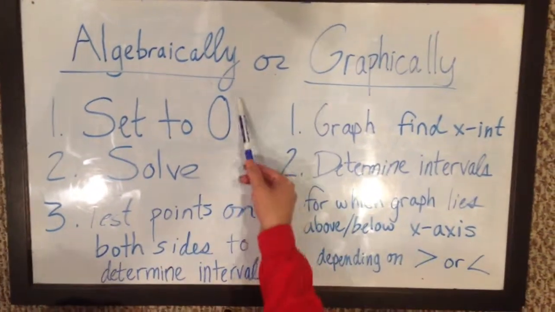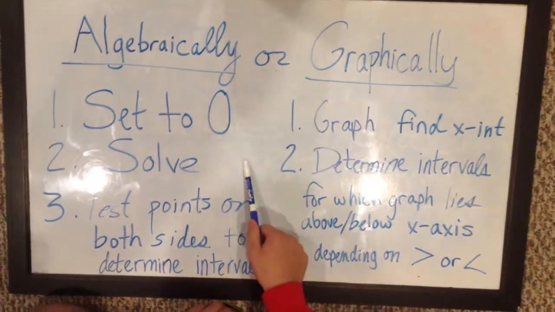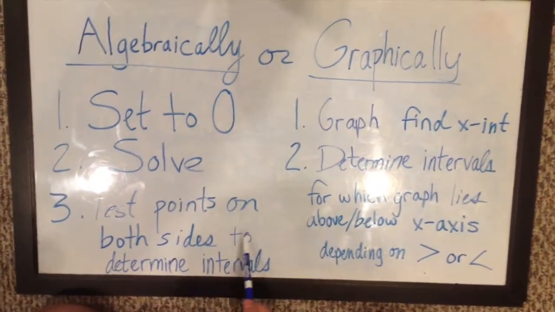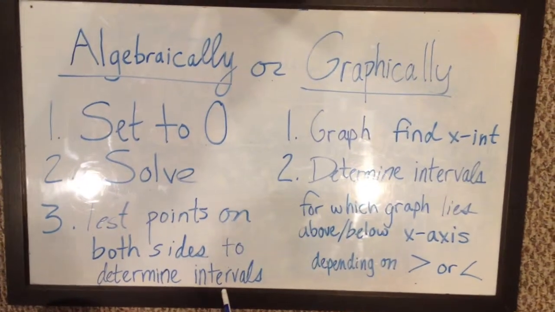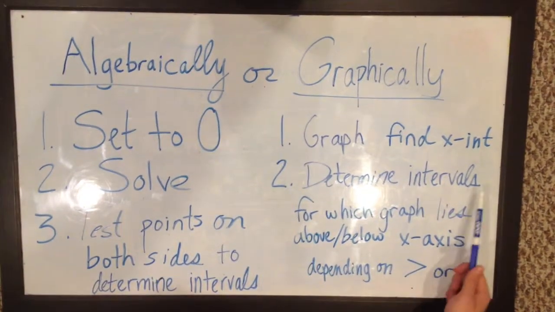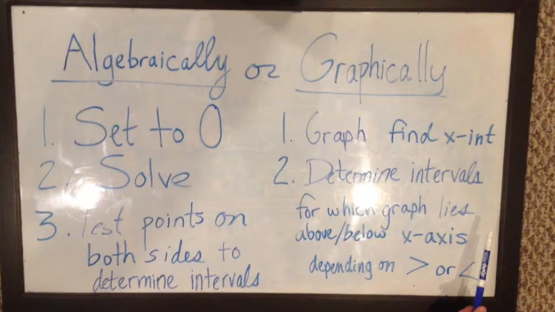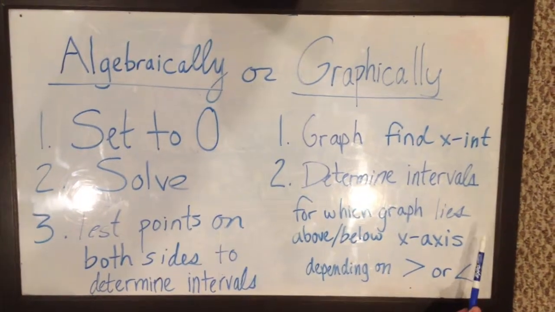First, you can solve it algebraically. The first thing you would do is set it to 0, and then you would solve for the equation. After you solve, you would then test the points on both sides to determine the intervals. The next way you can solve the equation would be graphically. First, you would graph to find the x interval. Then you determine the intervals for which the graph lies above or below the x-axis, depending on if it's greater than or less than.